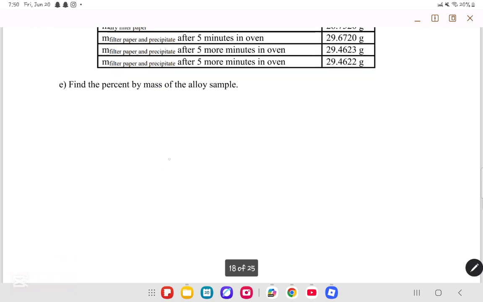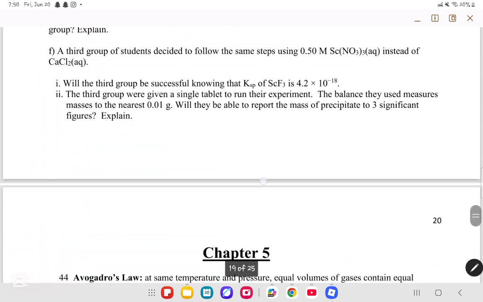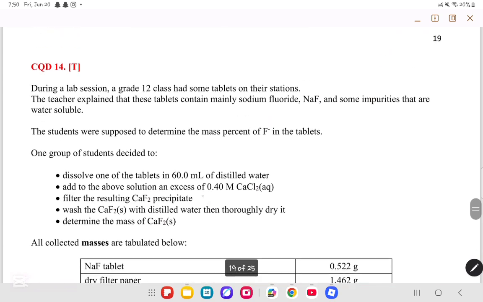93.65%. So that's it for part E. We'll move on to question number 14, which is the last question, thank God. During a lab session, a grade 12 class had some tablets on their stations. Now they're always saying grade 12 because this is technically grade 12 material. We're not supposed to be taking it, but it's fine.